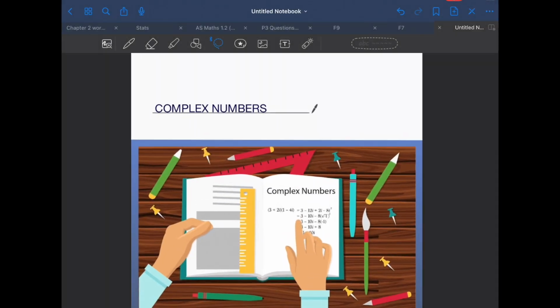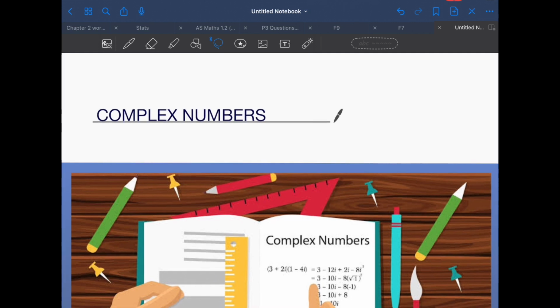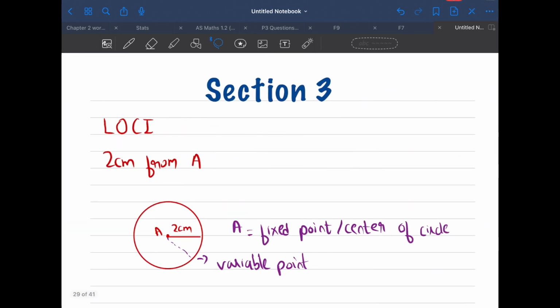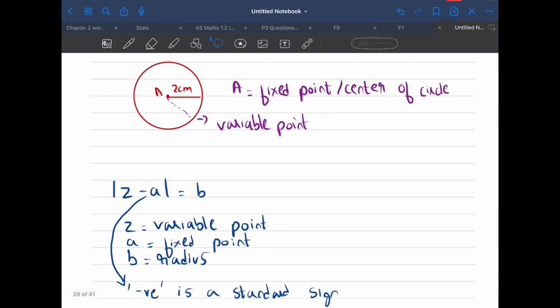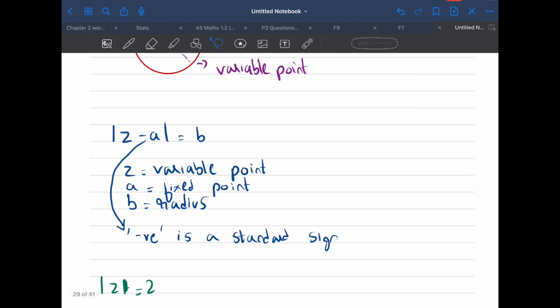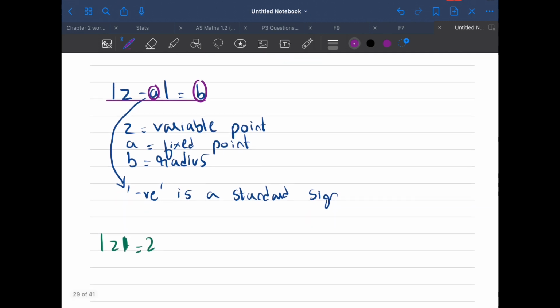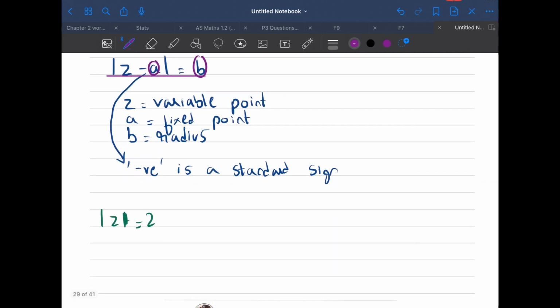Starting with section 3 of complex numbers. Let's begin. So section 3 is loci, and your course has 3 loci. The first one is the circle. What's the equation of a circle of a complex number? It's |z minus a| is equal to b, where a is the center point, b is the radius, and z is the variable point, and minus is the standard sign in the middle.